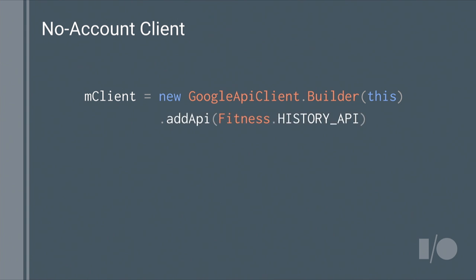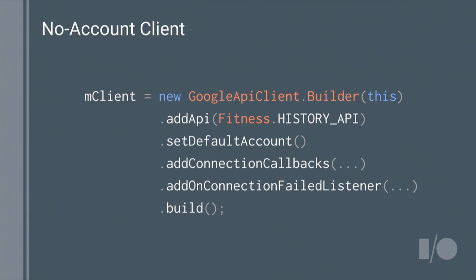Now, you could sync account information from the phone, but this would require your watch face to have a companion phone app, which is a lot more complicated. So here's an easier way to do it without a phone app. You can create a no-account client. So you create a Google API client. As before, we're going to add the history API. And now we just call set default account. We don't specify an account. Finish building it. And now we have a no-account client that we can still use to query step counts.